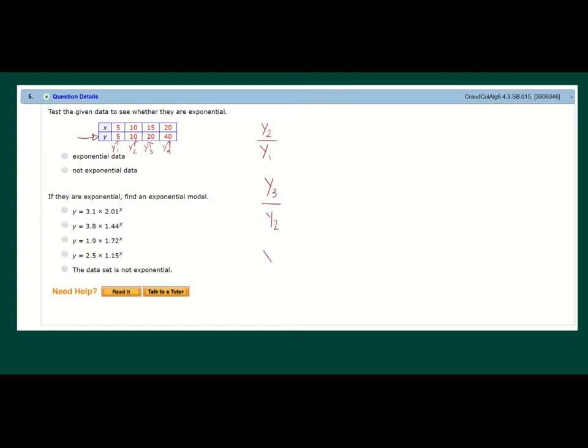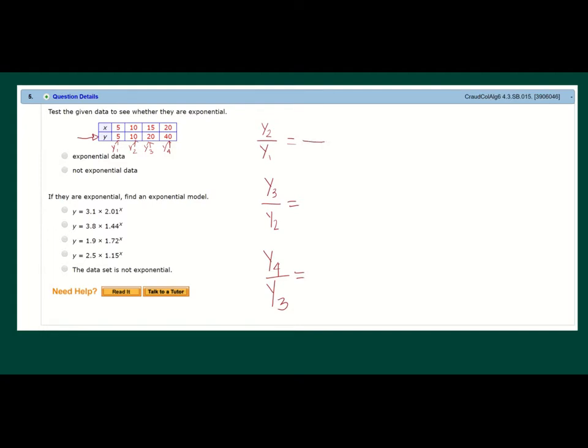y2. And I'm going to take y4 and divide that by y3. I don't know why I keep writing a 4 for that y. I apologize, I'll fix that here. If the ratio of these pairs of y values is constant, if it's the same all the way through each of these ratios, then we do in fact have exponential data in our table.